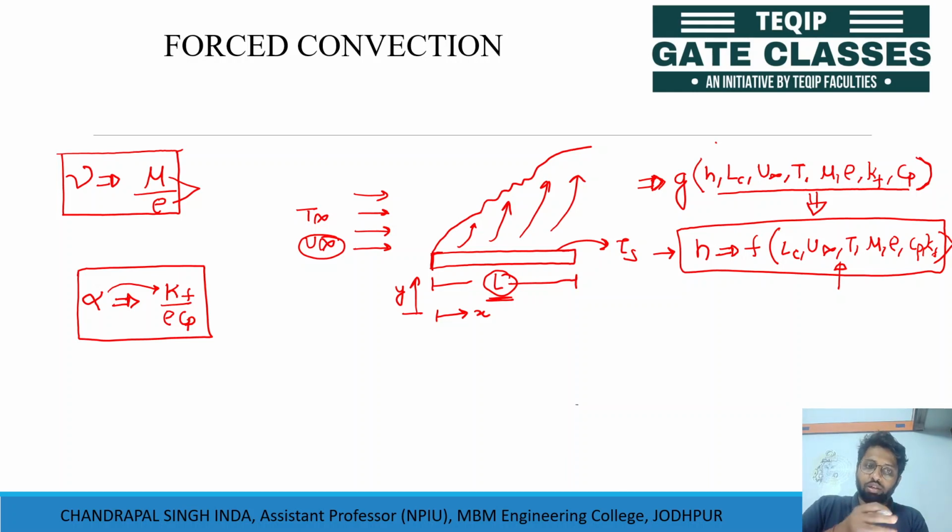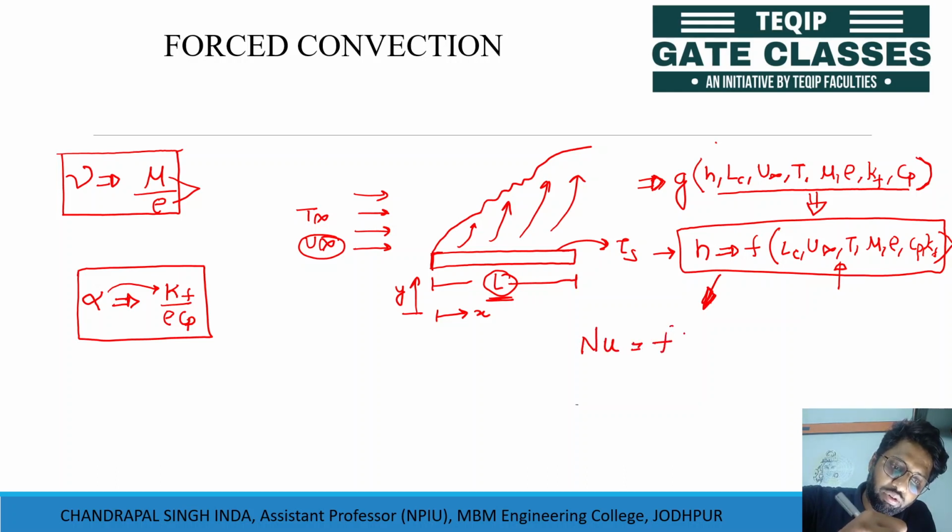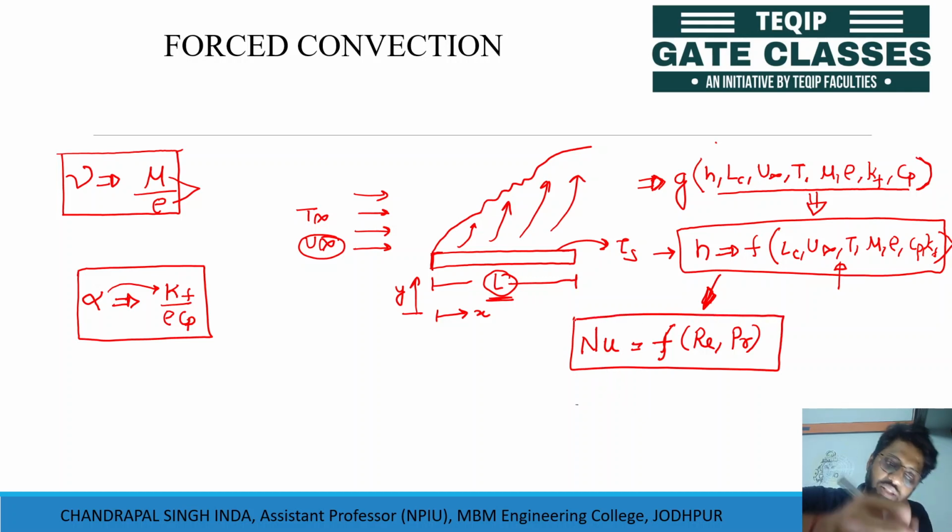Now we can apply dimensional analysis so that the number of physical quantities is reduced to dimensionless numbers. These dimensionless numbers represent the configuration of the system. If we apply dimensional analysis here, we will have the Nusselt number as a function of the Reynolds number and the Prandtl number.